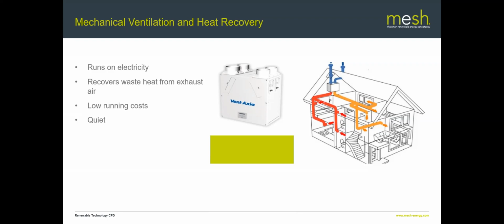As a rule of thumb, you can see a 30% reduction in heat loss when you're looking at an MVHR based system versus a natural ventilation system for the same building, where air tightness is reasonably good.